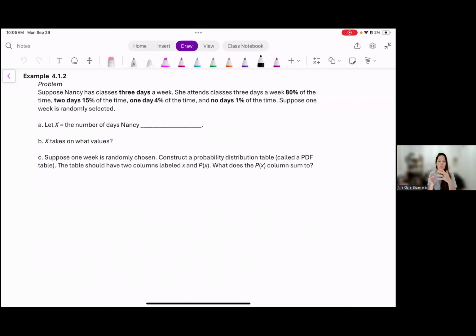Well, we want to know what X represents. X is the number of days that Nancy, what? What is it that we are talking about? Well, we are talking about Nancy attending classes. So X is the number of days Nancy attended class.